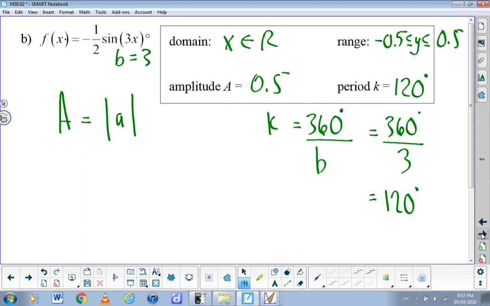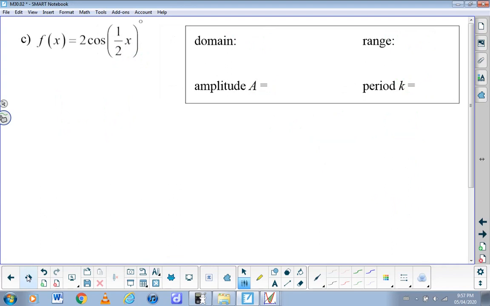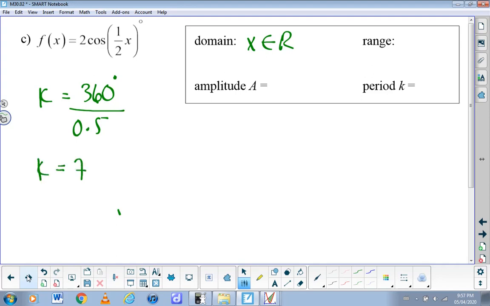So for the next two examples, I don't think I'm going to even graph them. We're just going to look at this, and I'll show you the graphs afterwards. The domain is always x is any real number. What would the period be? Well, we're in degrees here, so the period is 2 pi. My mistake. The period is 360 degrees over 1/2, which is 0.5. And when you divide 360 by 0.5, you get 720. The period is 720 degrees.